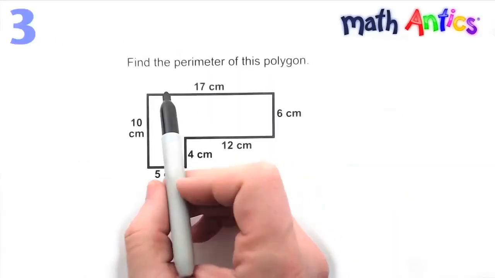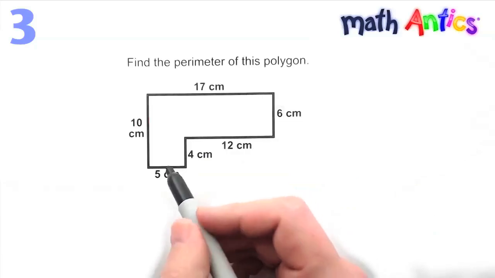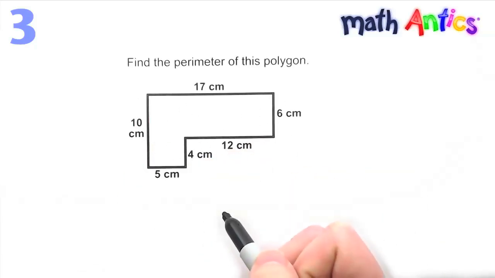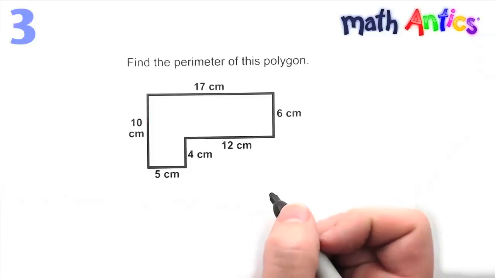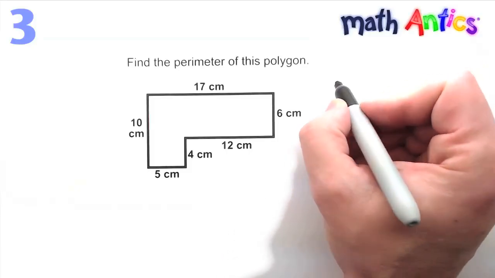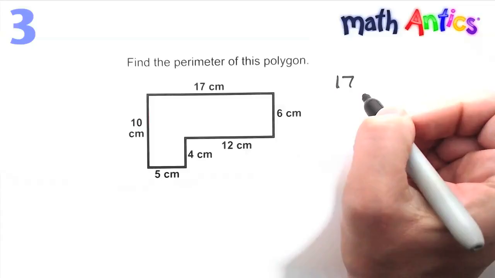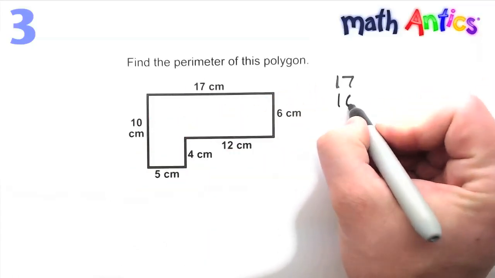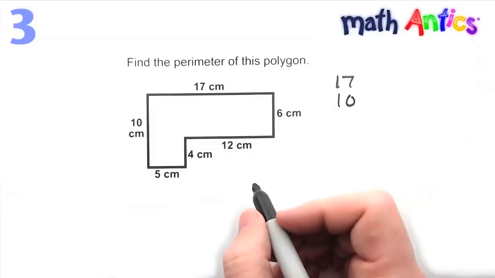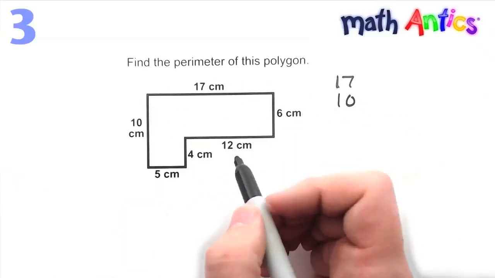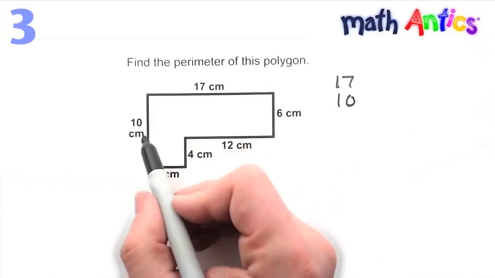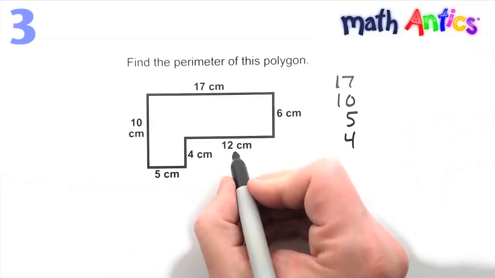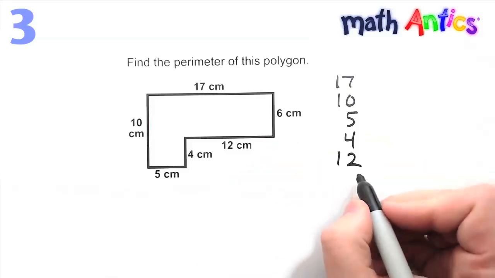For this problem, we need to find the perimeter of this polygon. Now this polygon has a lot of edges, and so there's a lot of numbers we have to add up, but other than that, it's exactly the same as the other ones we were doing. All right, so let's put our measurements here. So we have 17 centimeters, we have 10 centimeters. We'll just go around in a circle. Doesn't matter which direction you go as long as you get all the numbers. All right, so we have 17, 10, 5, 4, 12, and 6.